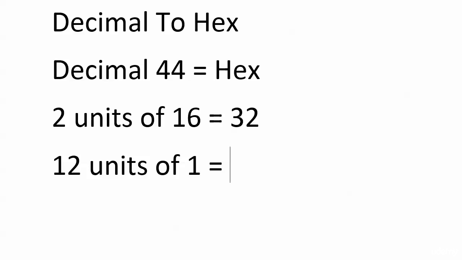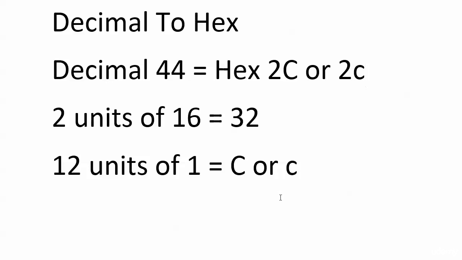And how do we express that in hex? We don't express it as 12 because we have to express it with a single character. And of course it's A equals 10, B equals 11, C equals 12. Uppercase or lowercase, we don't care, so you could put 2C or 2 lowercase c, but just that quickly you've converted the decimal 44 to the hex value, which is 2c. You got 2 units of 16 and 12 units of 1.